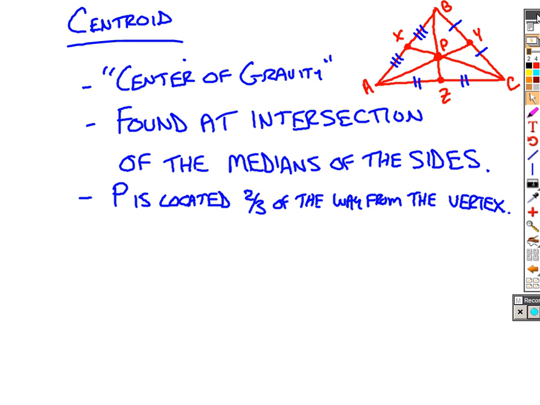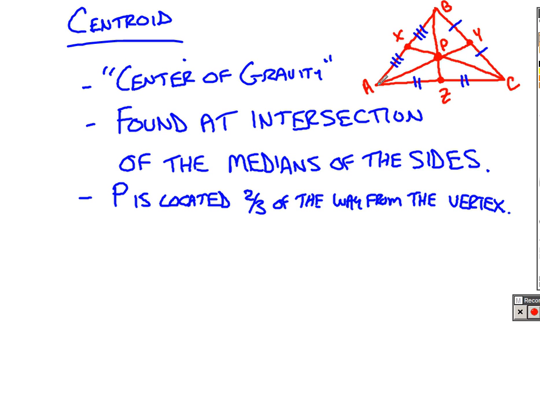The last, well, not the last center of a triangle we're looking at, but the last one for now is the centroid. Centroid is essentially the center of gravity, so it's the balance point. If you were trying to balance anything that's triangular, you would look for the centroid. And you find the centroid by looking at the median.